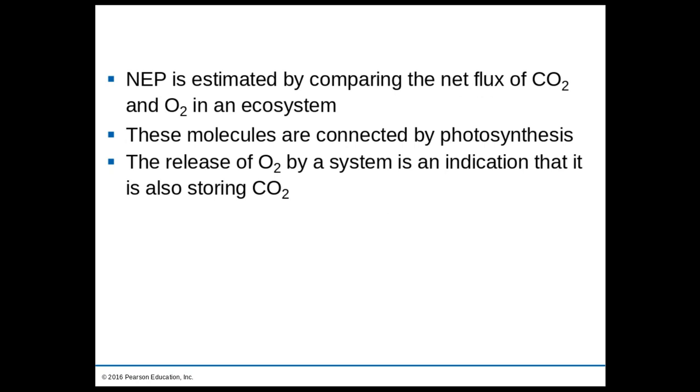The best way to measure net ecosystem production is to compare the amount of carbon dioxide and oxygen moving in and out of an ecosystem. And you will see very shortly that these molecules are those that are produced and required for photosynthesis. So we can measure the movement of these molecules in an ecosystem to help us estimate the NEP.